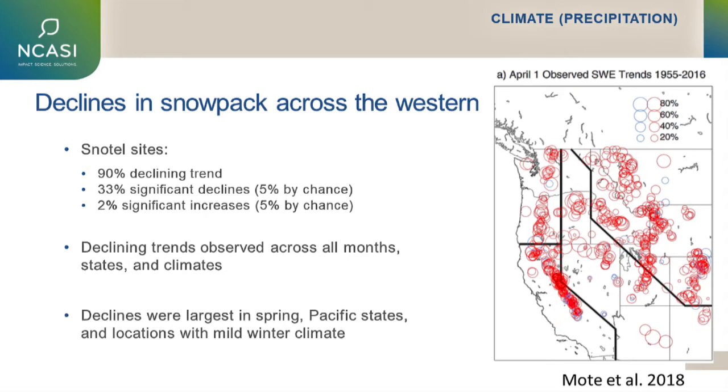On this figure, the red indicates a declining trend, and the blue indicates a positive trend in terms of the spatial variability of those responses. All of those declining trends were observed across all months, states, and climates. And the declines were largest in spring, in Pacific states, and in locations with mild winter climate.